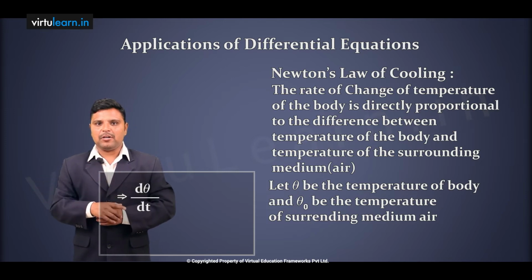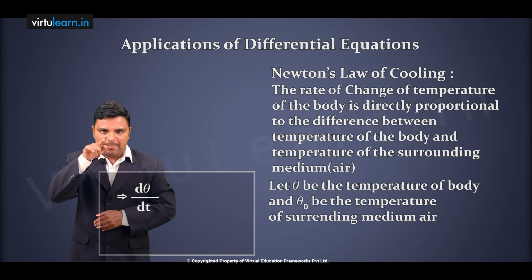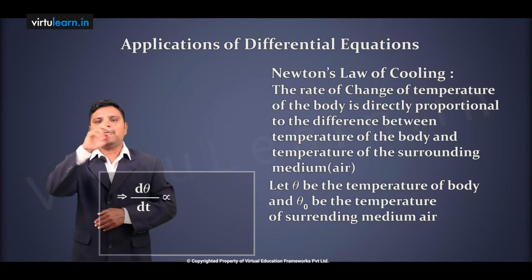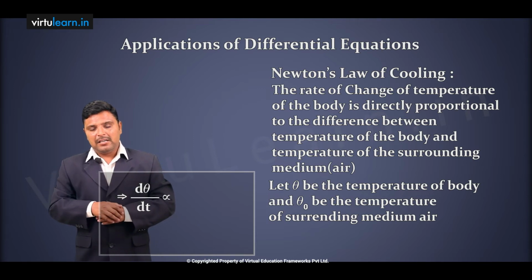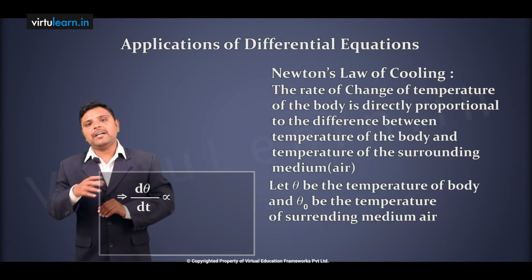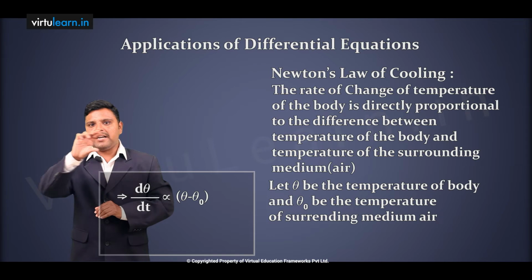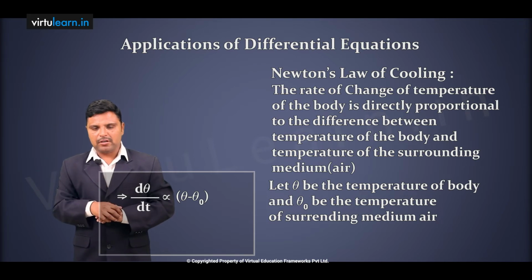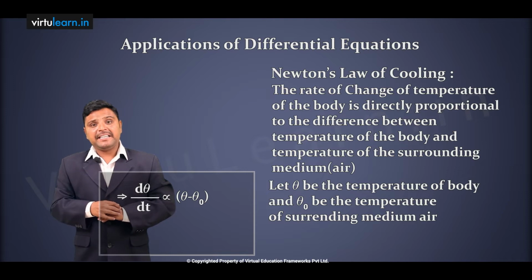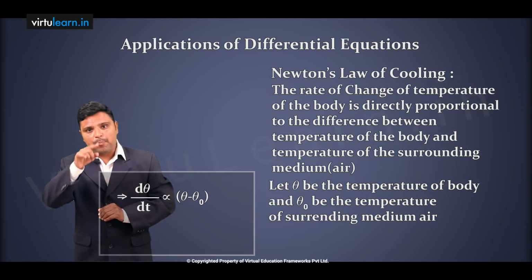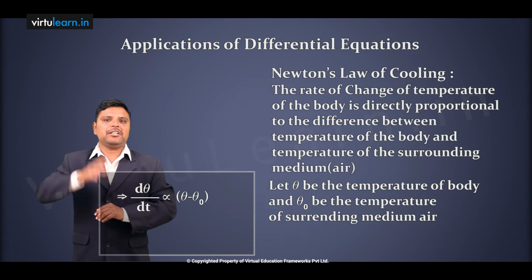Theta is the temperature of the body, that's why I am writing here d theta by dt is directly proportional to the difference between the temperature of the body and the temperature of the surrounding medium, that is nothing but theta minus theta naught. This is the standard equation of Newton's law of cooling. The differential equation is d theta by dt proportional to theta minus theta naught.